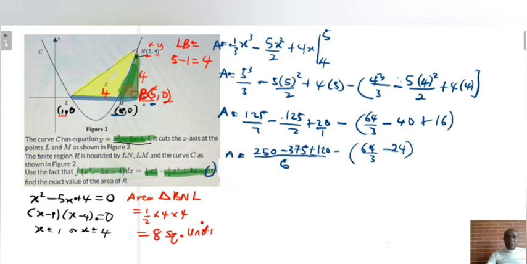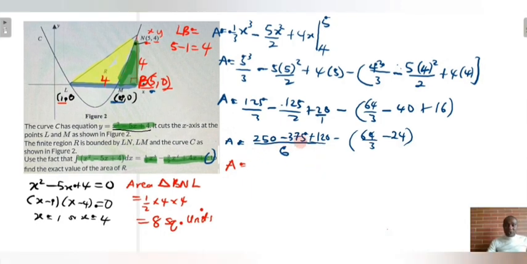So on working this out, remember the area we are looking for now is the area underneath the graph. So if we work this out, 250 minus 375 plus 120 is going to give us minus 5. So I'm going to have minus 5 over 6 minus, so we'll work this out, 64 over 3. So I'm going to make this over the LCM. The LCM will be 3, and 3 divided by 3 is 1 times 64. That's 64 minus 3 divided by 1. That's 3. 3 times 24. That's 72. Okay, I'll put it in the bracket.